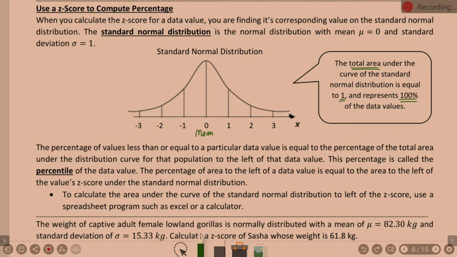The percentage of values less than or equal to a particular value is equal to the percentage of the total area under the distribution curve for that population to the left of the data value. This percentage is called the percentile of the data value. The percentage area, and you want to pay attention to the fact that it says to the left of a data value, is equal to the area to the left of the value z-score under the standard normal distribution.